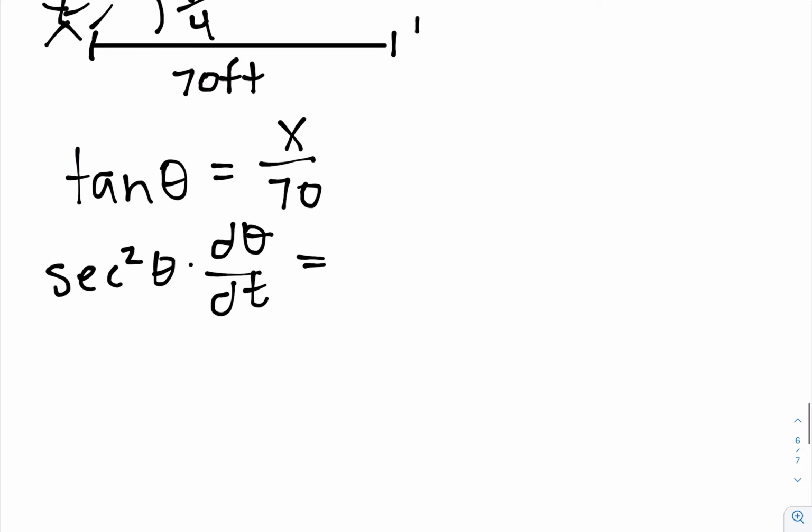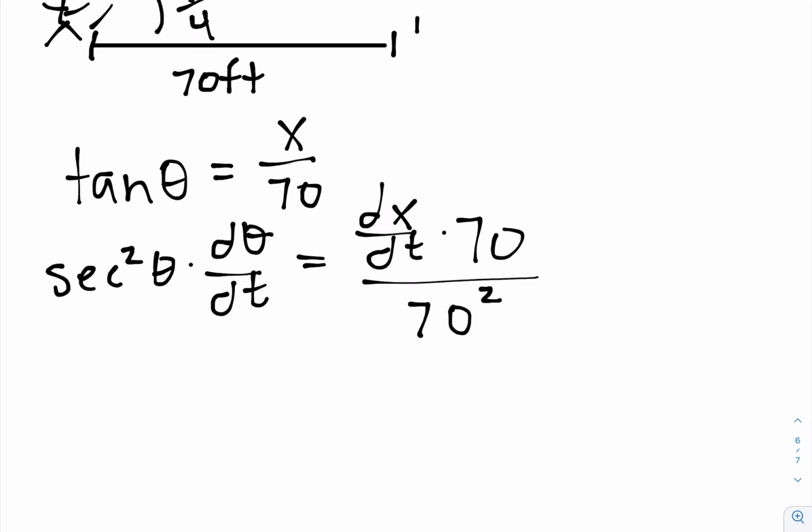Okay, so back to this here, secant squared theta d theta, that's just going to equal, if we use our quotient rule for differentiation, dx by dt times 70 over 70 squared. Because remember, for our quotient rule, we're always dividing by that second number squared, that bottom number squared.